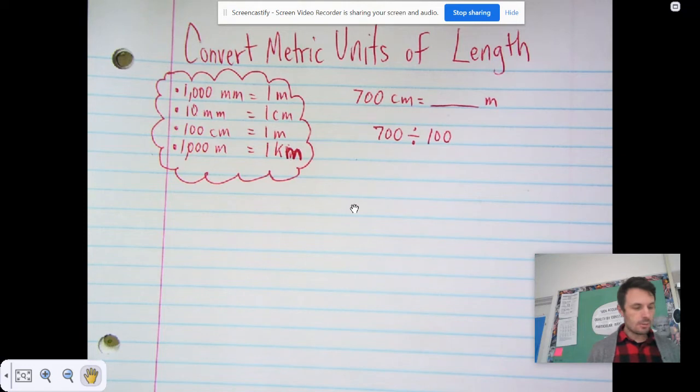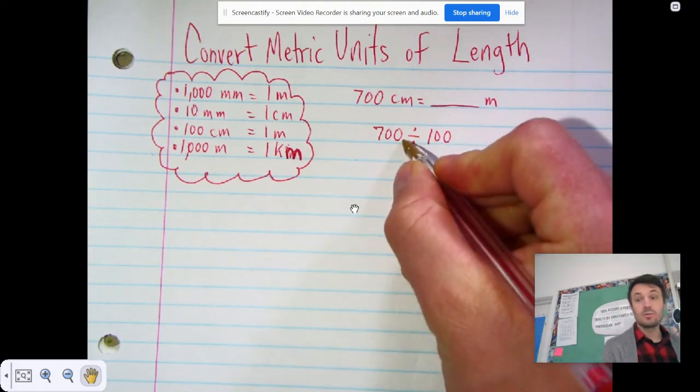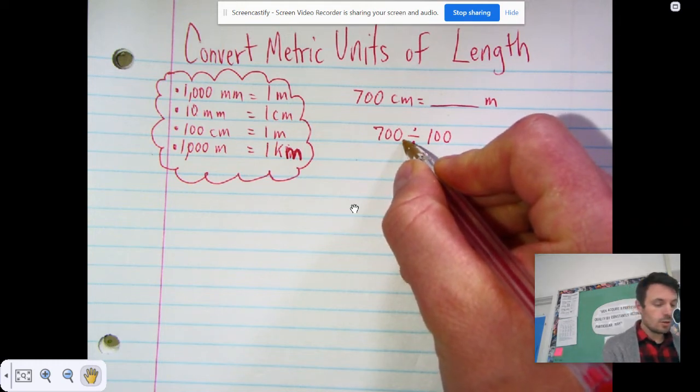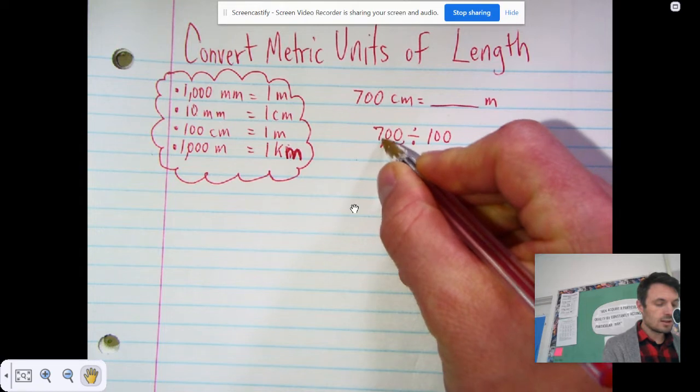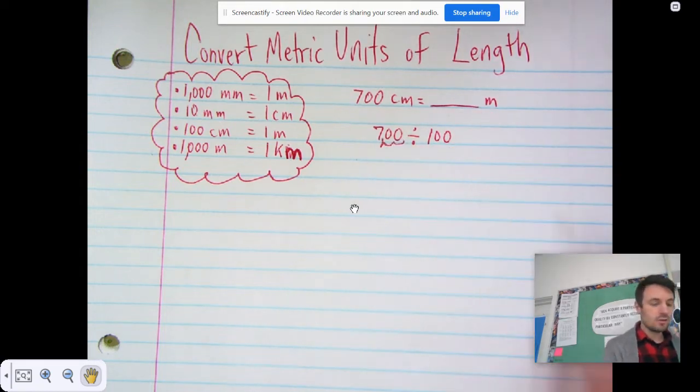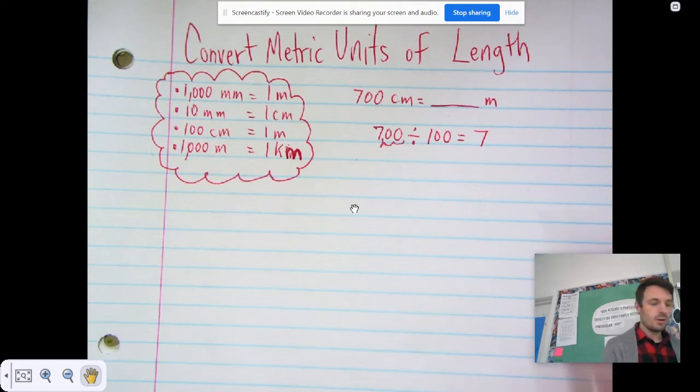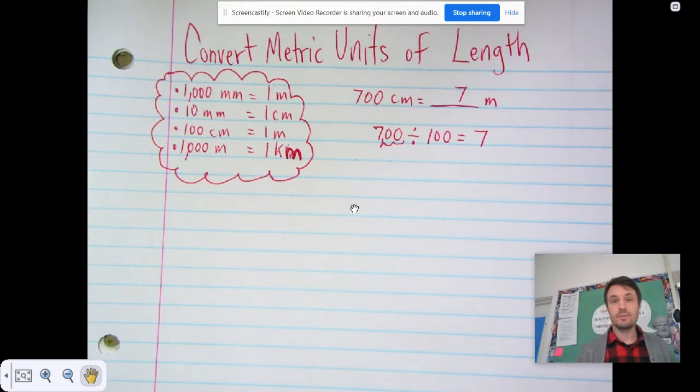But Mr. Dauber, there is no decimal point here. Sure there is. It's right here to the right of the ones place where it's always hiding if it's not shown. So 1, 2, the decimal point is now right here, which means 700 divided by 100 is 7. So 700 centimeters is 7 meters.